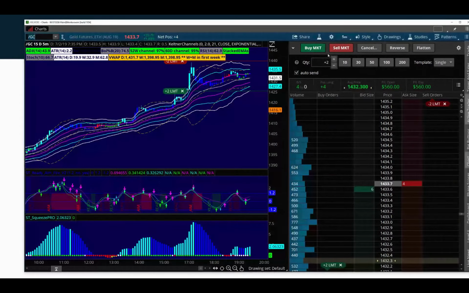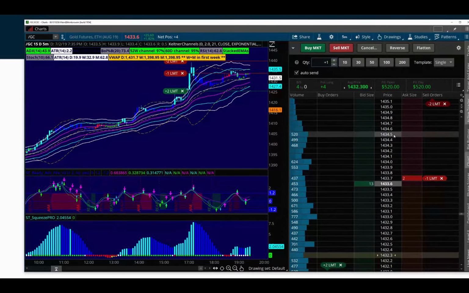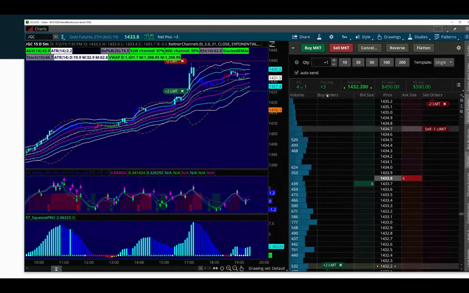So I'm going to split this up a little bit here. I'm a big believer in taking some chips off the table as you go. So I'm going to take one here since it's already fired. Otherwise, I could just sit on it. And then, all right, so I got one out. So I got 3 left. So I've booked some profits.